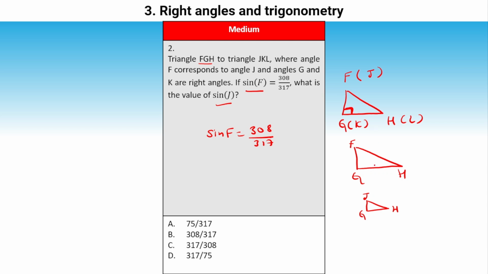Okay, but these two are basically what? These are similar triangles. If they are similar triangles, their corresponding angles will be equal. So F equals J. So sine F will equal sine J. What happens in similar triangles? Their side lengths will be proportional. They will be in the ratio, but their angles will be equal. So sine J will also equal sine F, and our answer will be the same. That is 308 over 317.